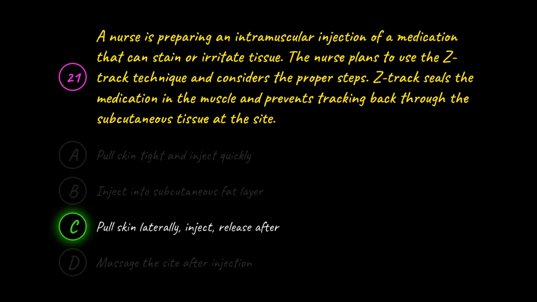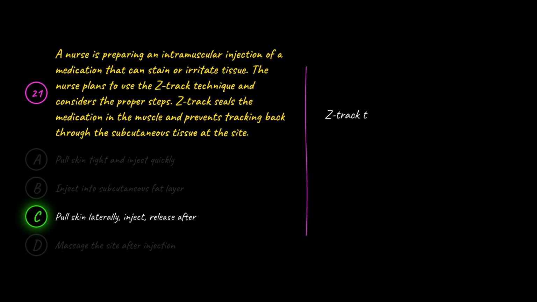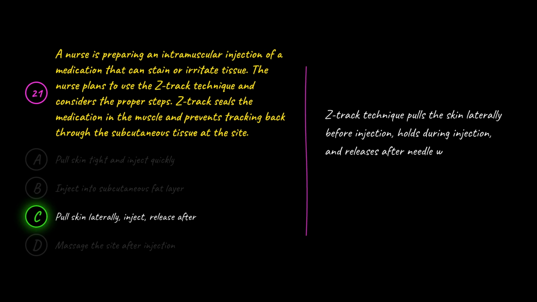The correct answer is C. Pull skin laterally, inject, release after. C is correct because Z-track technique pulls the skin laterally before injection, holds during injection, and releases after needle withdrawal. The skin returns to position and creates a zigzag path that traps the medication inside the muscle.